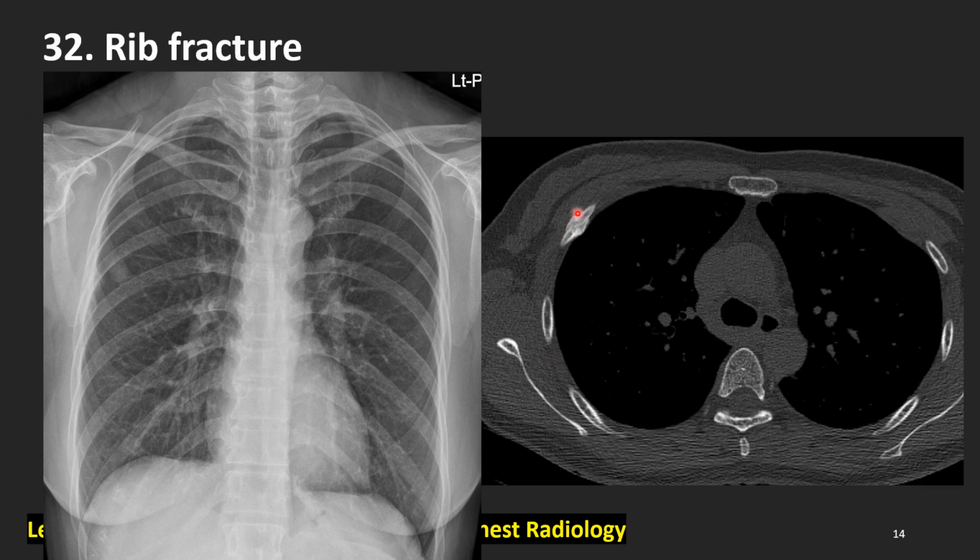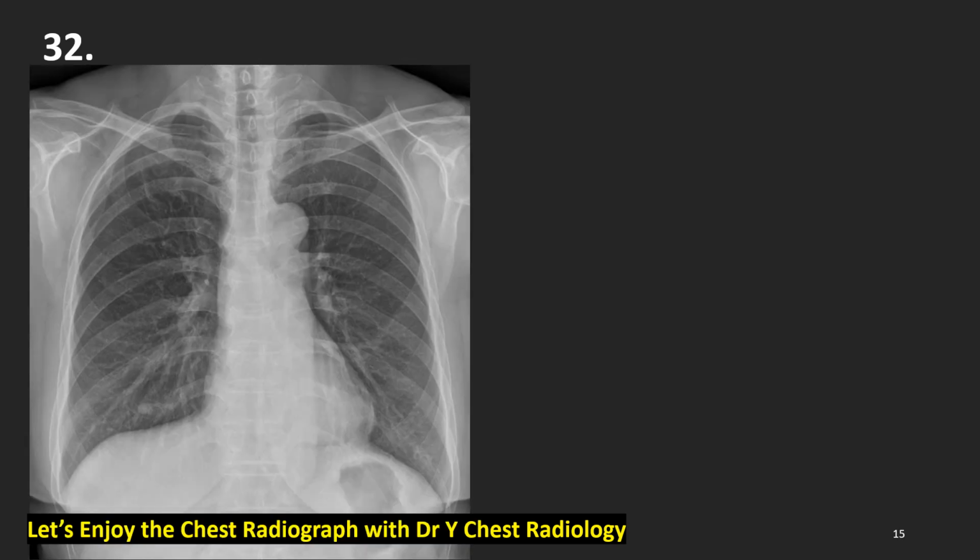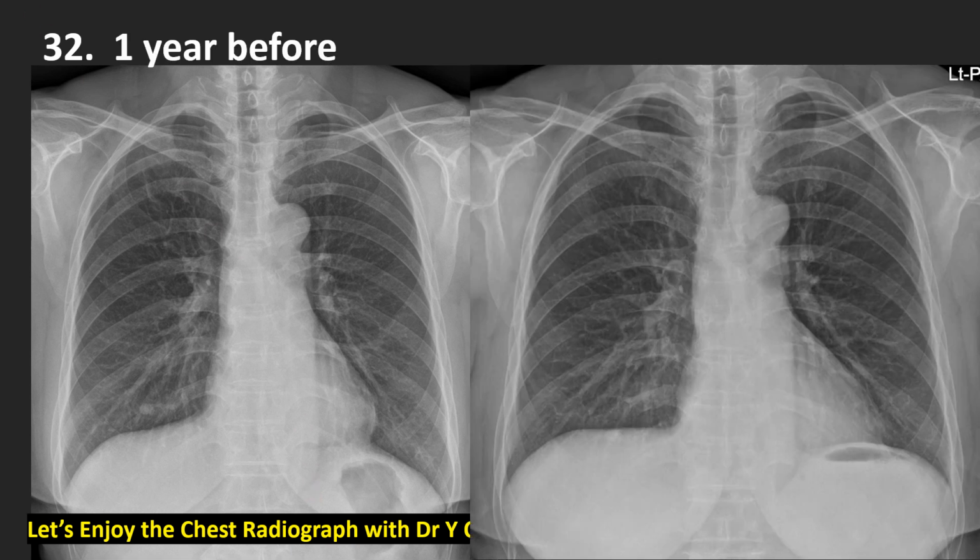Yes, this is the answer. Callus formation after rib fracture. We see one, two, three rib fractures with callus formation. Are you correct? Where is the abnormality and what is that? What is your answer? This film is one year ago. Same patient. Do you see the same focus at the same location?